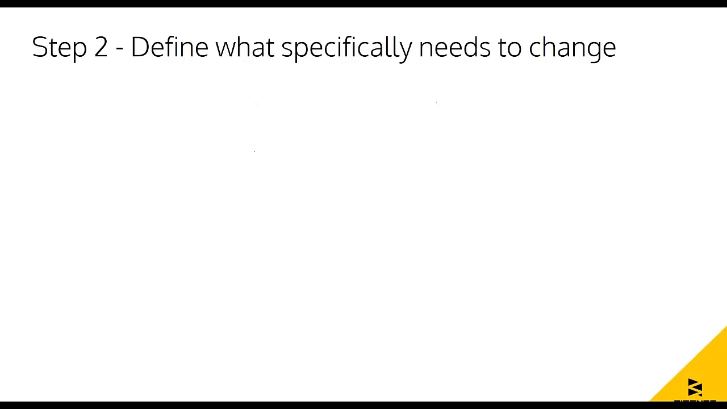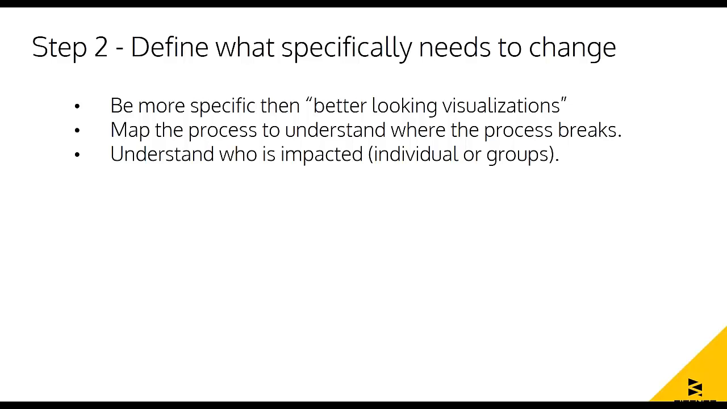The second stage is more to define what specifically needs to change. So I mapped out some different use cases, but in your own organization, it might be more specific in terms of what needs to happen. Some of the things that we've learned is that we hear a lot, we need better looking visualizations. I would encourage you to be more specific in terms of what the problem is and what needs to be fixed.